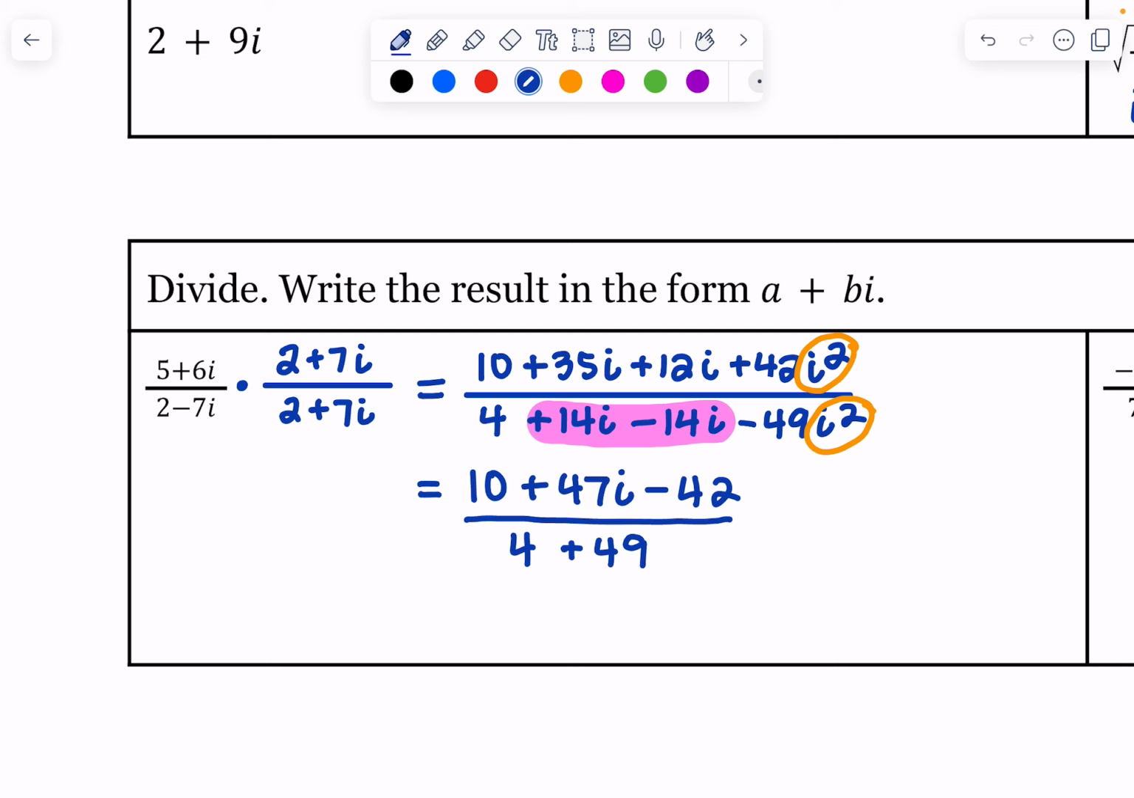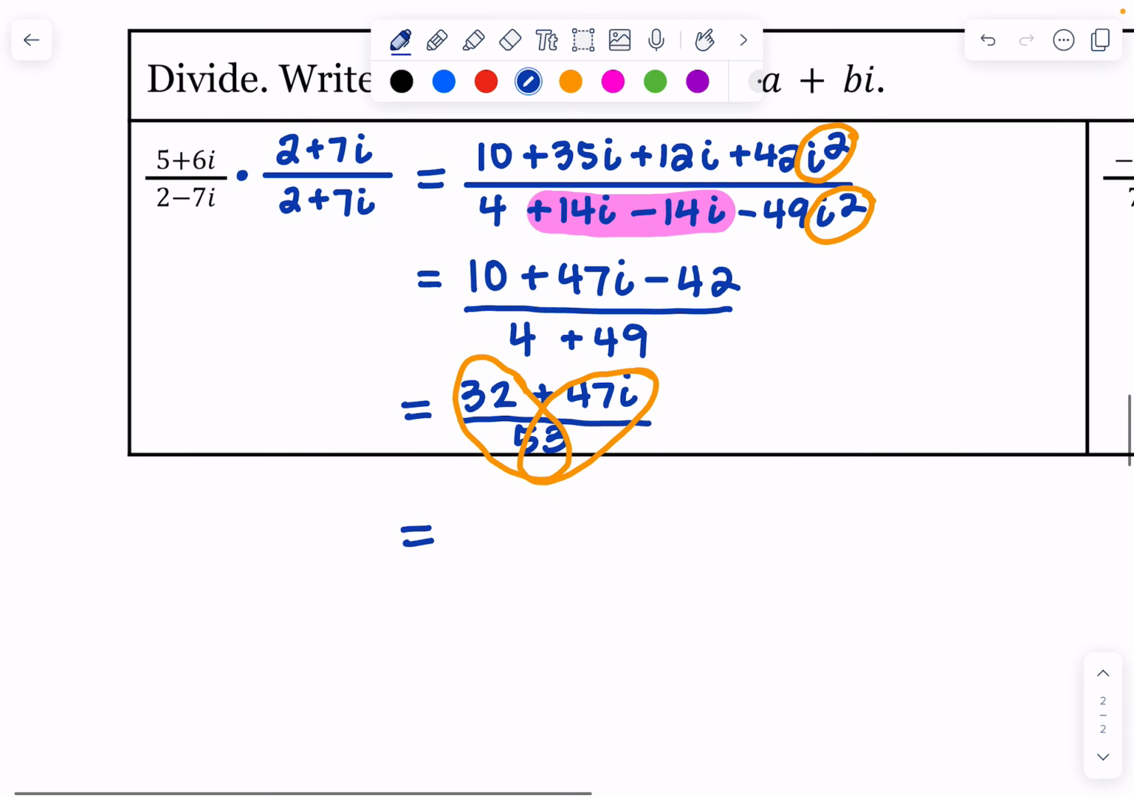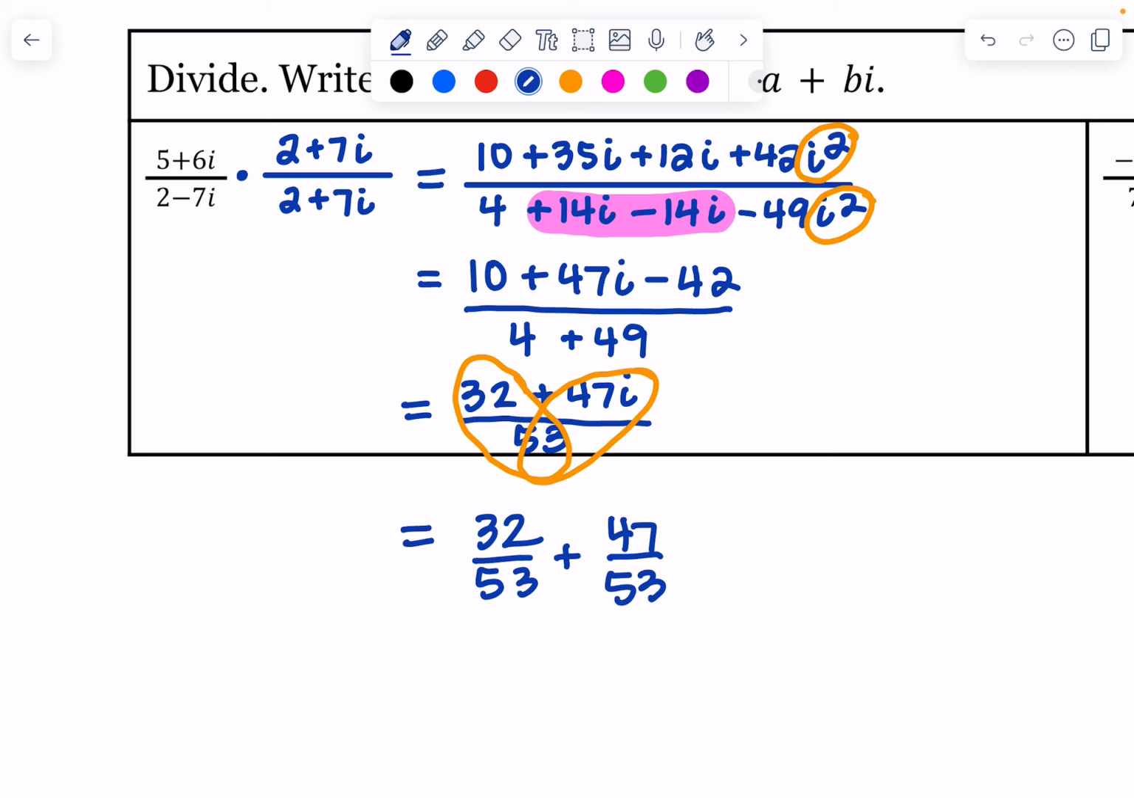We need to do a little bit of combining. And so in the numerator, we're going to have 32 plus 47i, and then in the denominator, we're going to have 53. We want to write this in the form of a plus bi, so it's going to look kind of weird, but we need to take this as a fraction and this as a fraction separate. So I'm off my page a little bit, but the best a plus bi form would be 32 over 53 plus 47 over 53i, where 32 over 53 is a, 47 over 53 is b. If we could simplify those fractions, we would, but we cannot, or at least I don't think so.